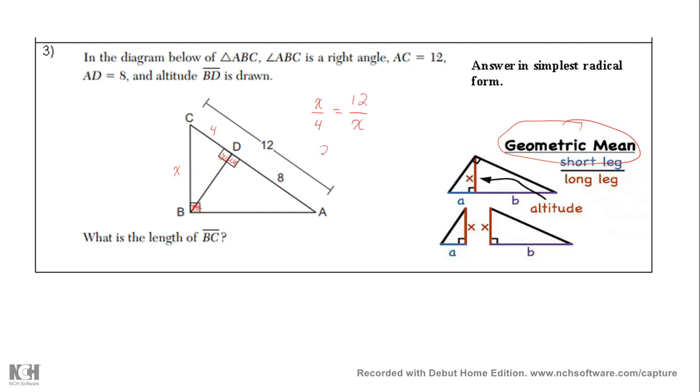I'm going to cross multiply, and I get x squared is equal to 48. Take the square root of both sides, and I get x is equal to, and then that breaks down into 16 times 3, which is 4 square root 3. And then that would be my answer.